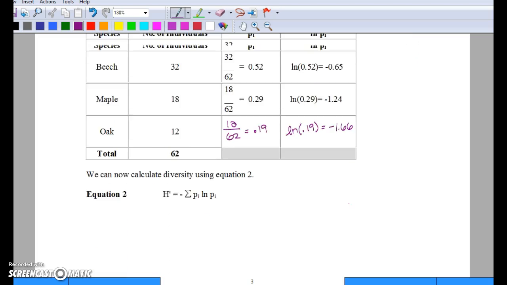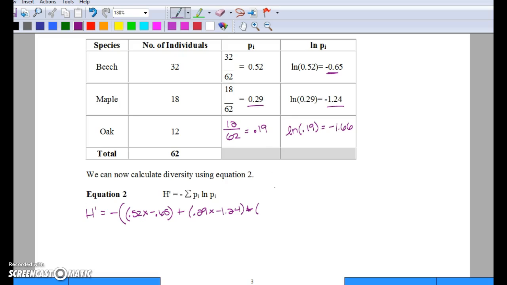So we're going to use those values now to help us with equation 2. Our H prime, or our species diversity index, is going to be calculated by taking, I'm going to do negative, and then I like to use a big parentheses here to show that the sum needs to occur first. So the pi value for this first one is 0.52. Put this one in parentheses also, times our natural log value, negative 0.65. Plus, then we do this one, 0.929 times negative 1.24. Plus, and then the last one that we just did, 0.19 times negative 1.66.